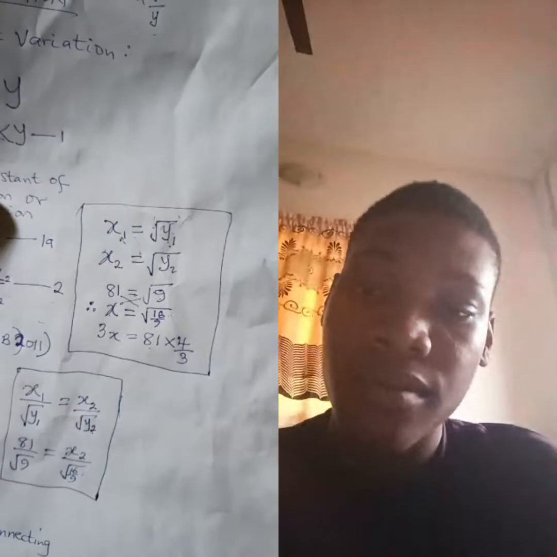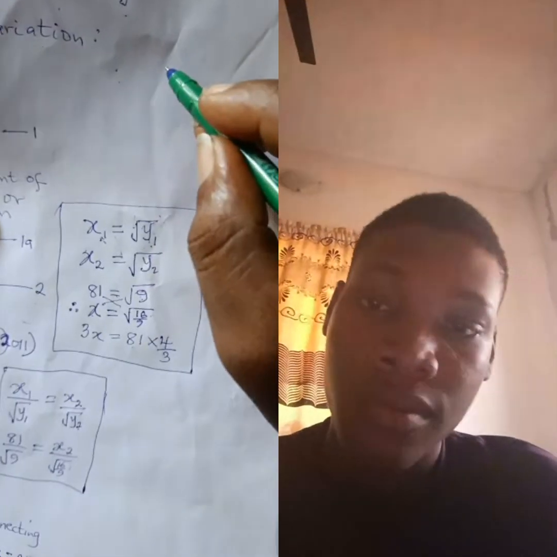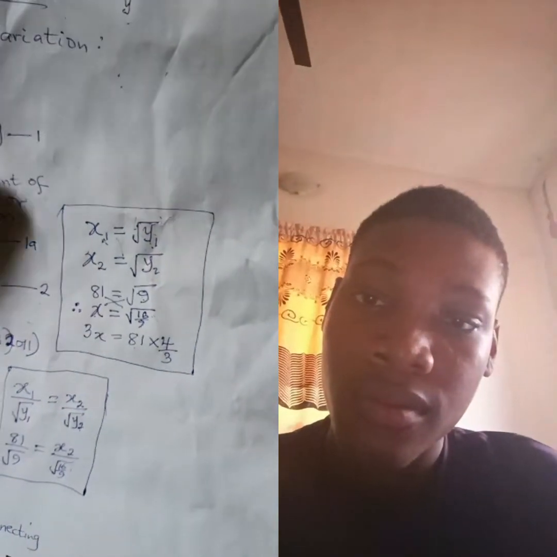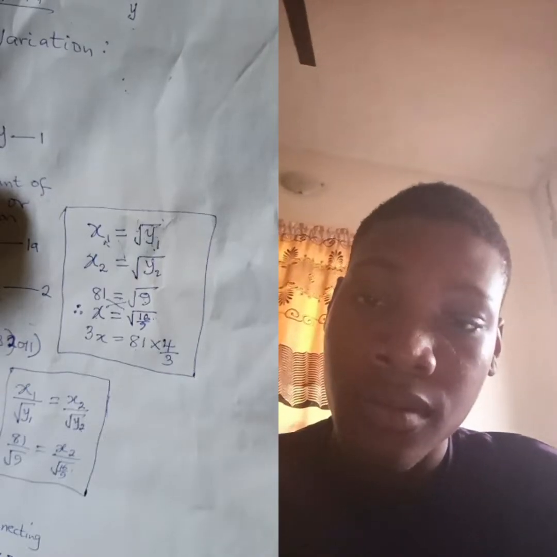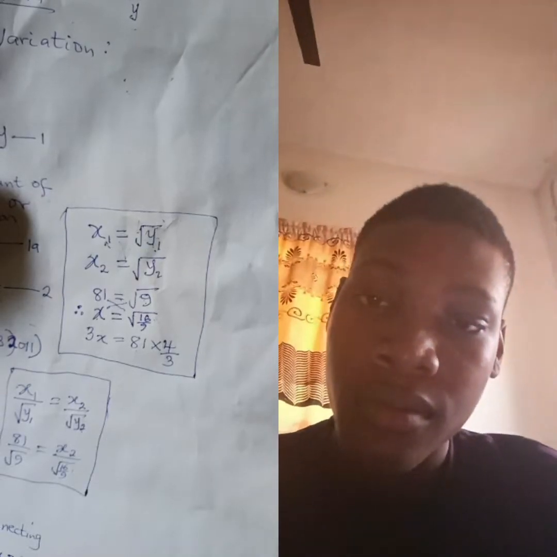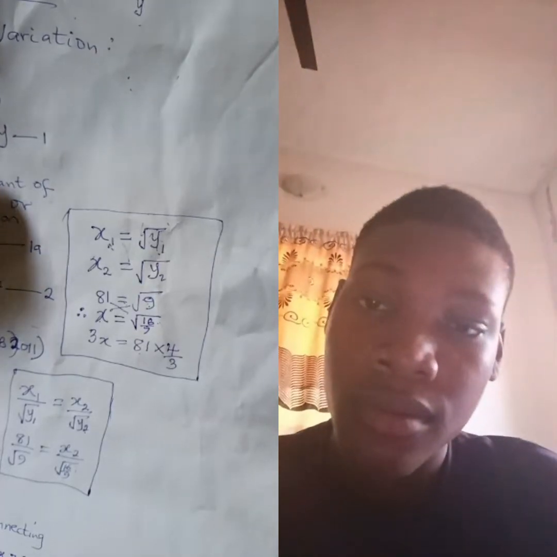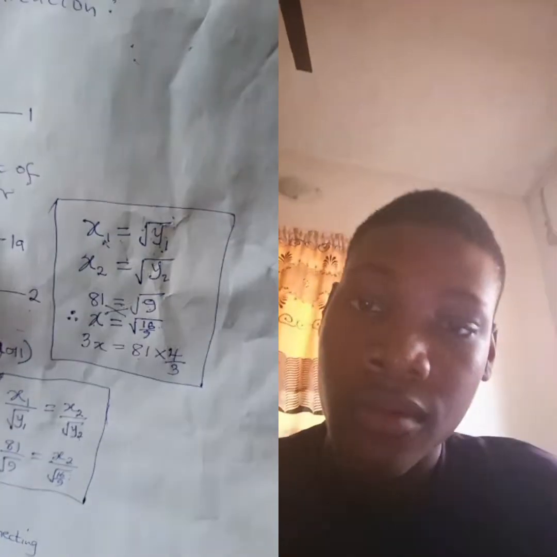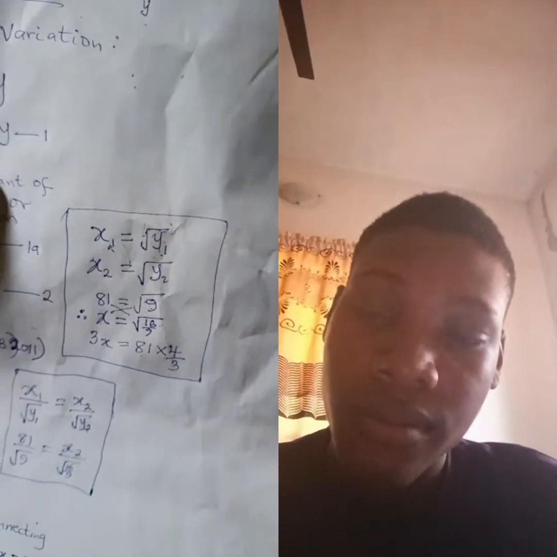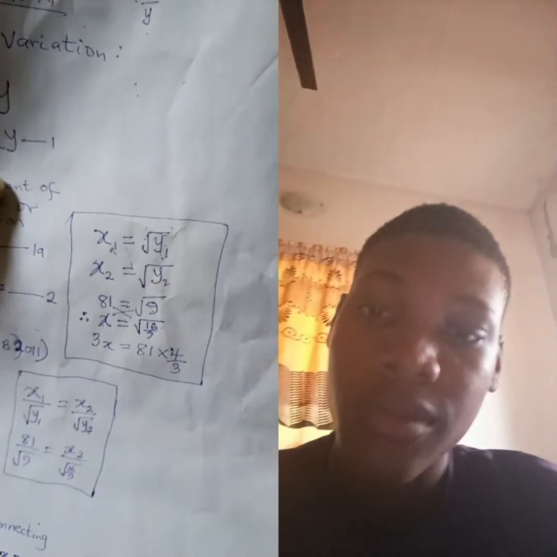True. If I tell you that one orange is sold for 5 naira, I can ask you how many oranges will 15 naira buy? One orange is sold for 5 naira. 15 naira will buy how many oranges? What will be your answer? 3. Do you know that that thing is direct variation? Let me show you how you got that 3.